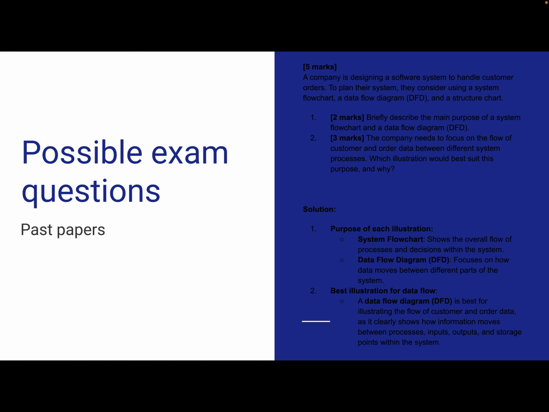For the 3 marker, which is the second question, you just need to explain the best illustration for data flow, which in this case would be a DFD, as it's best for illustrating the flow of customer and order data because it clearly shows how information moves between processes, inputs, outputs, and storage points within the system.